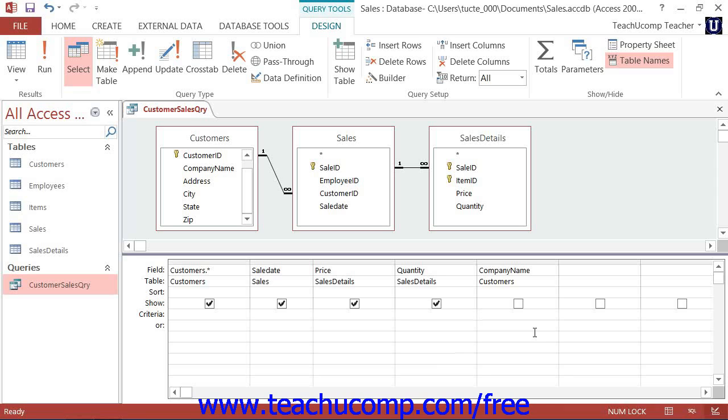Now you can type in as many question marks as you need to fill in the requisite unknown characters. So typing N question mark question mark D would find four-letter words like need or nerd.